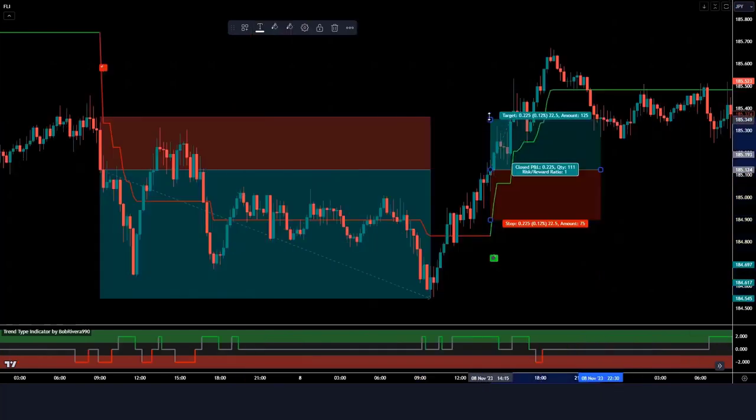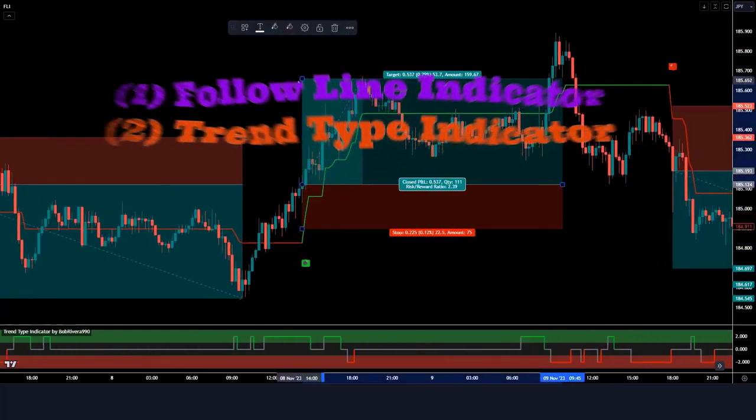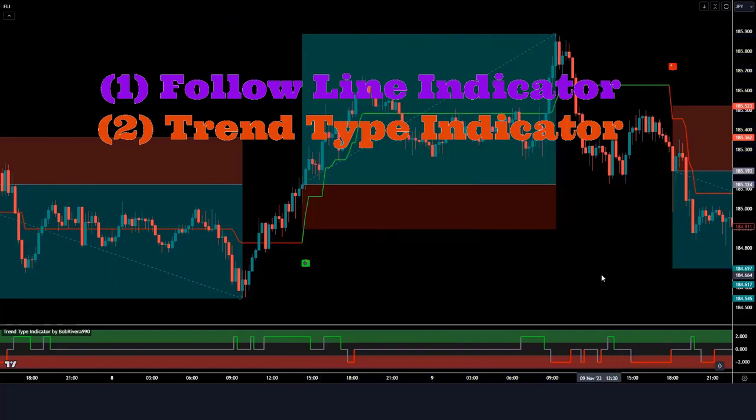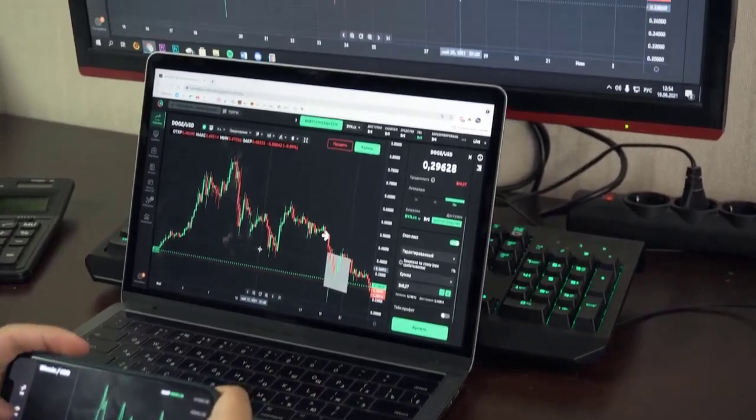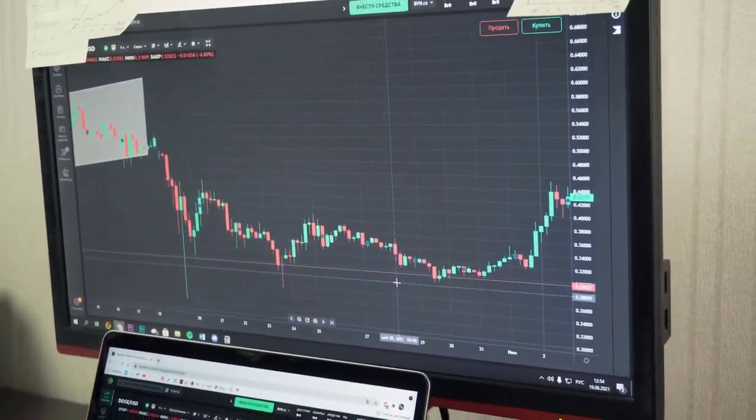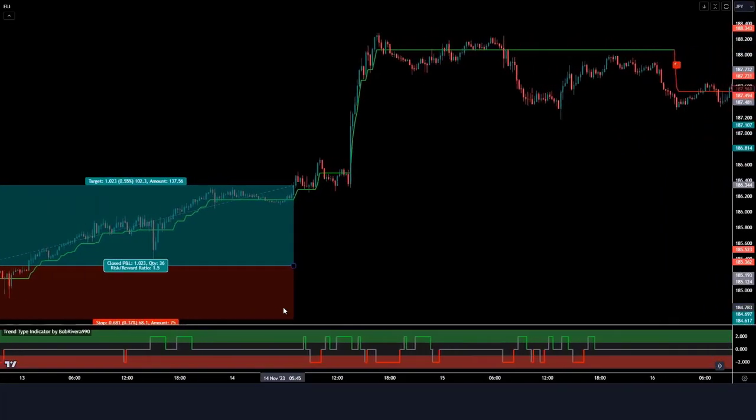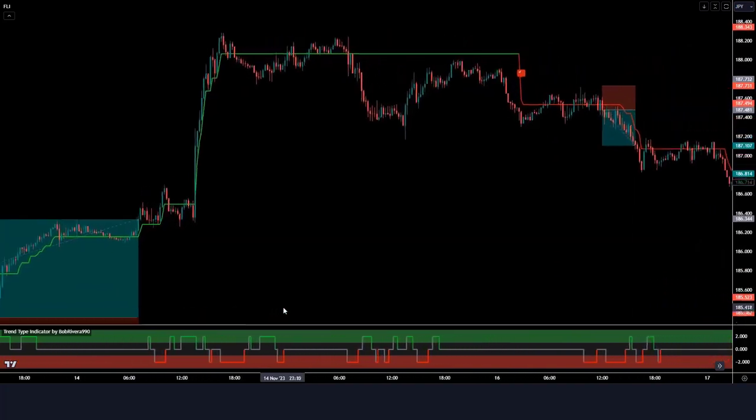So guys, today we are going to talk about the follow line indicator and the trend type indicator. Today I have tested these indicators. Changing the settings of these indicators increases accuracy. Guys, you can see the accuracy of the indicators in the video.